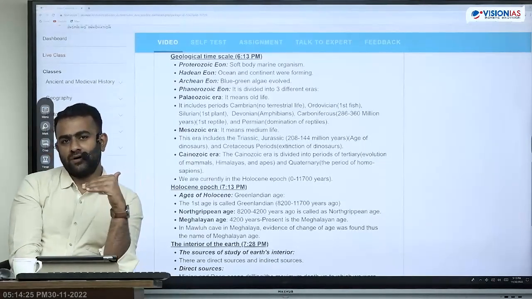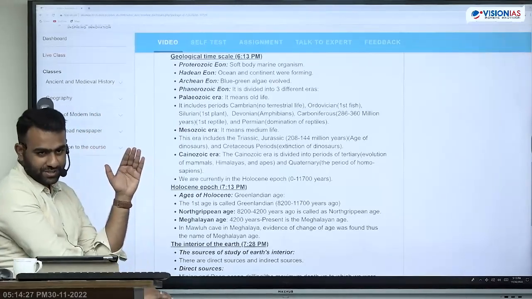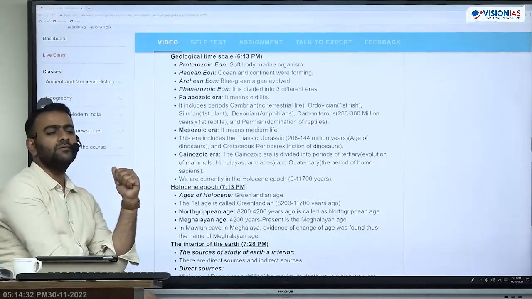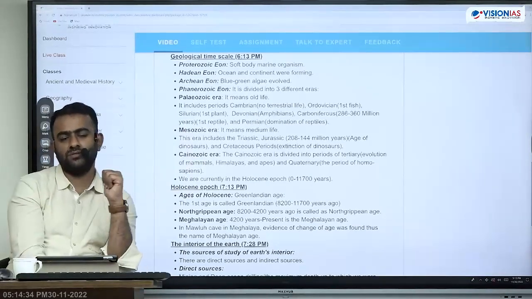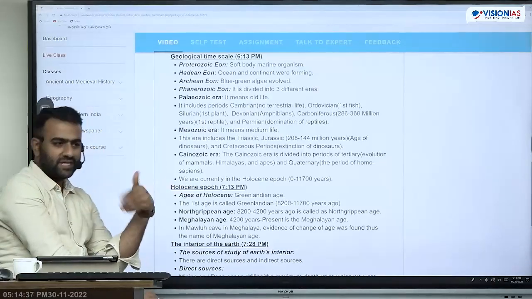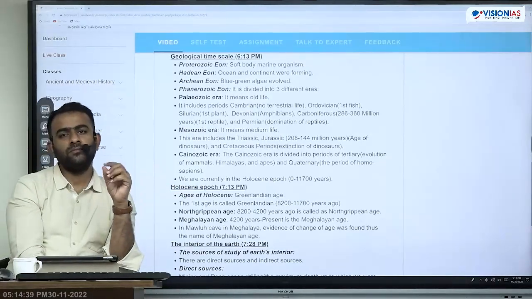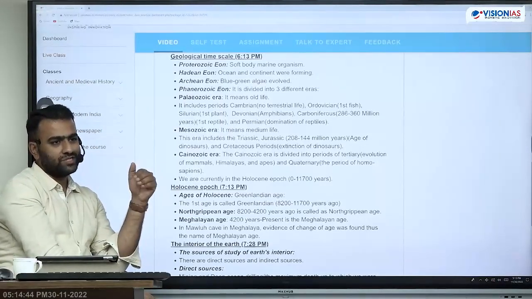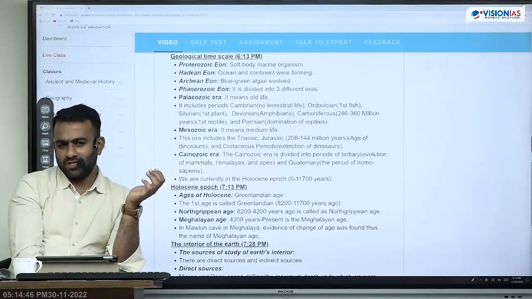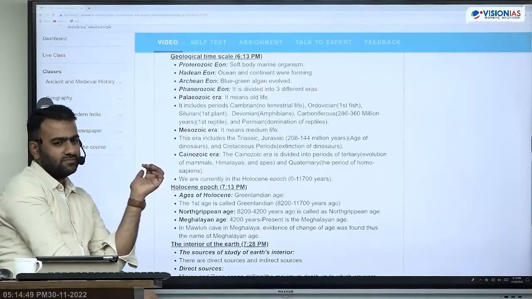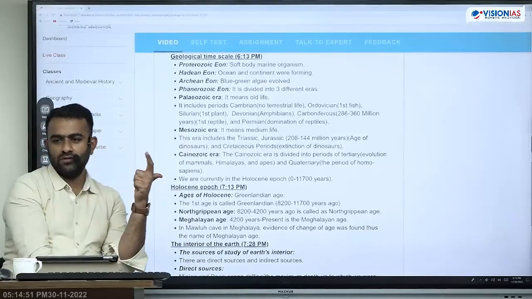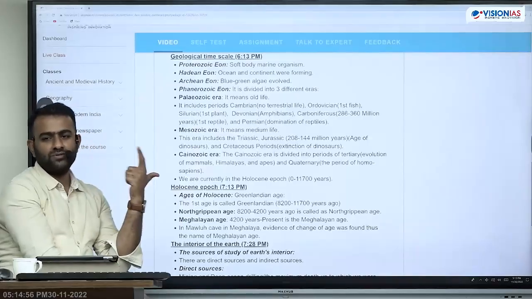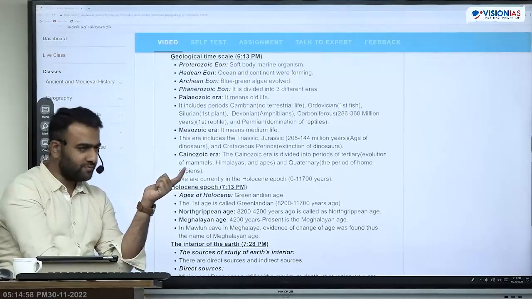Mesozoic is divided into Triassic, Jurassic, and Cretaceous. Triassic is diversification of reptiles. Jurassic is dinosaurs. Cretaceous is extinction of dinosaurs. So that is Mesozoic. Cenozoic is divided into tertiary and quaternary. Does anyone know the tertiary divisions? Paleocene, Eocene, Oligocene, Miocene, Pliocene. Then comes Pleistocene and Holocene, which are part of quaternary.